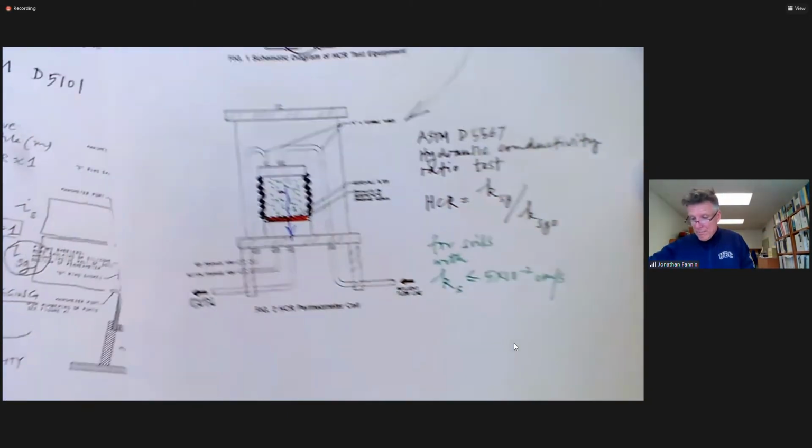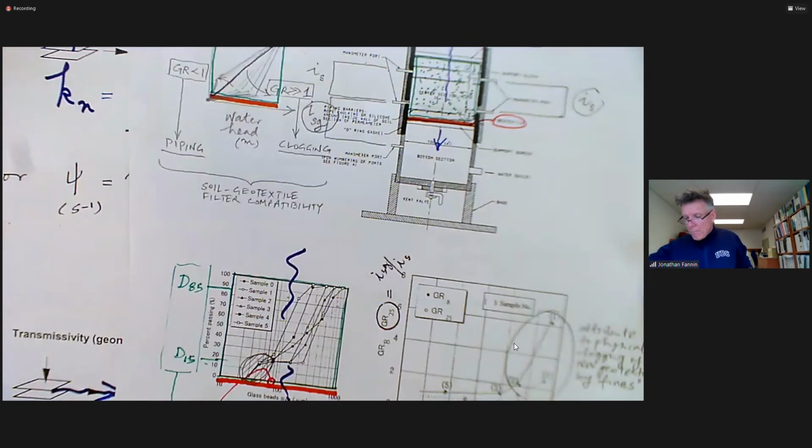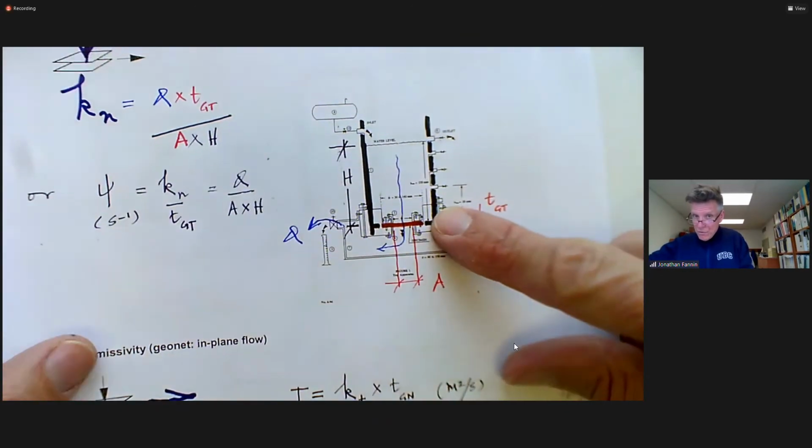So how do we leave this index testing for cross-plane permeability?